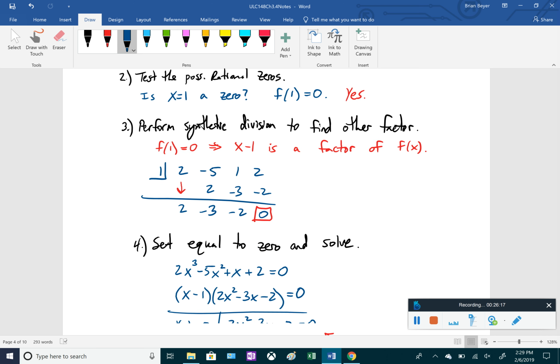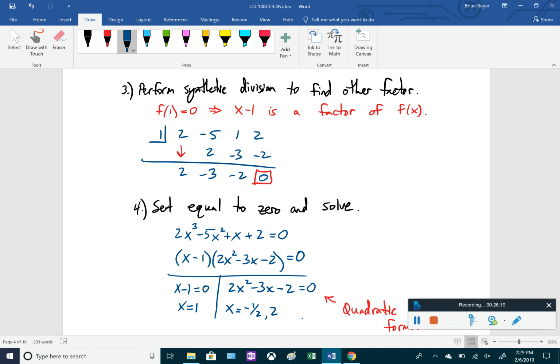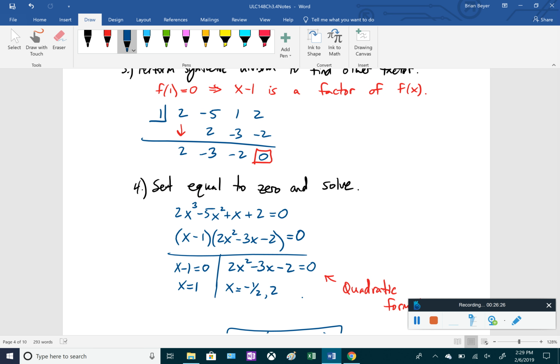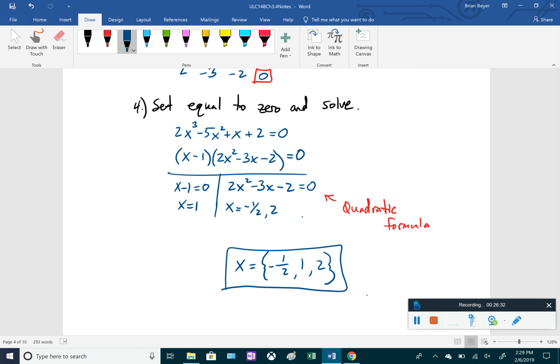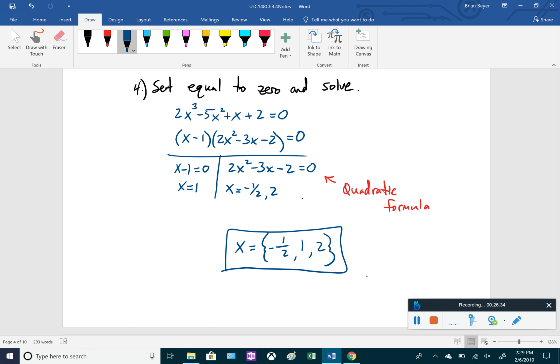So we can perform synthetic division to find the other factor. For synthetic division using 1 as the c value, we ended up getting the coefficients 2, negative 3, and negative 2. So when we use that to set it equal to 0 and solve, I once again wrote the original problem that we were trying to solve.